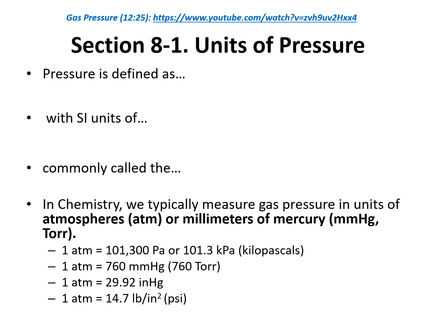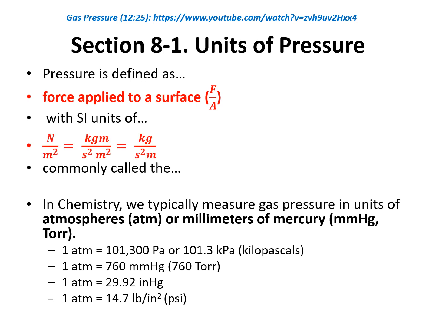We'll begin with the variable of pressure. Pressure is defined as the force applied to a surface. So it's force divided by area. And the SI units of pressure are derived from force having the SI unit of Newton, which is a capital N, and of course area having the SI unit of meters squared.